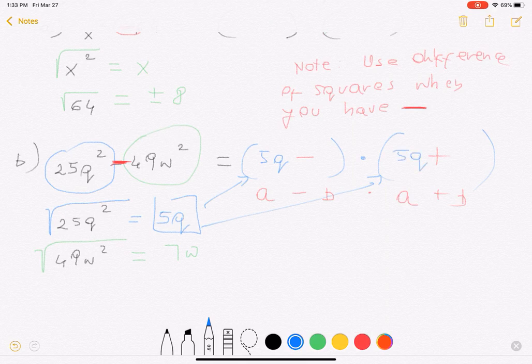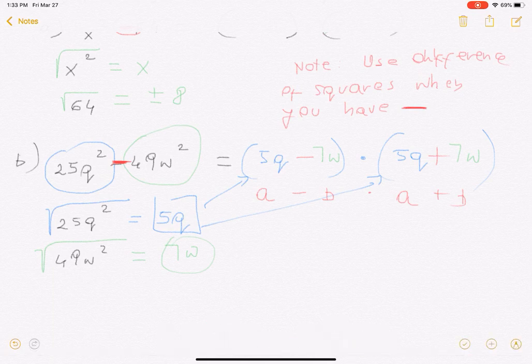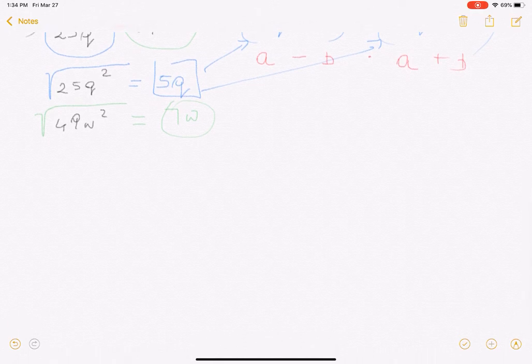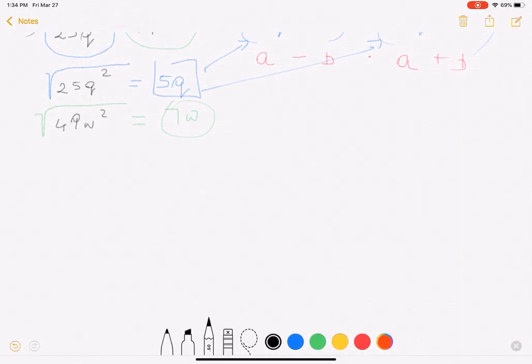Then for the second expression, I took the square root of 49w squared just to show you that 49w squared is the same as 7w times 7w. So that 7w will go inside as the second expression. One parenthesis will have minus 7w, and the second will have positive 7w.